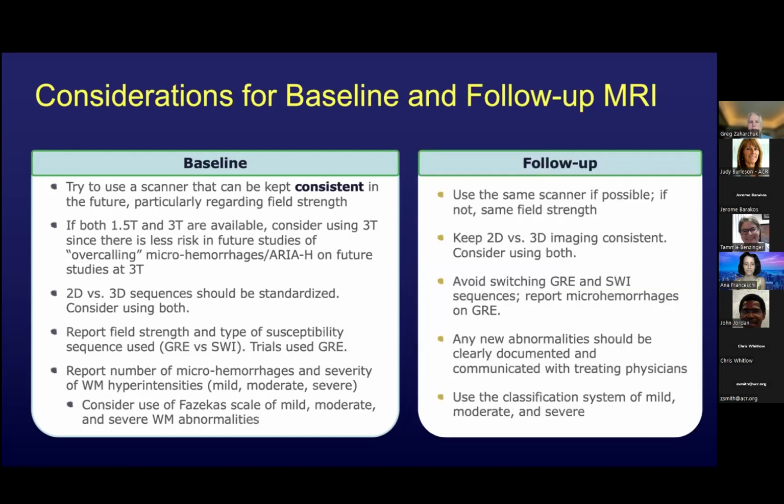For follow-up, again, use the same scanner if possible. If not, use the same field strength. Keep 2D versus 3D imaging consistent. Avoid switching back and forth between GRE and SWI, and always report microhemorrhages on GRE.